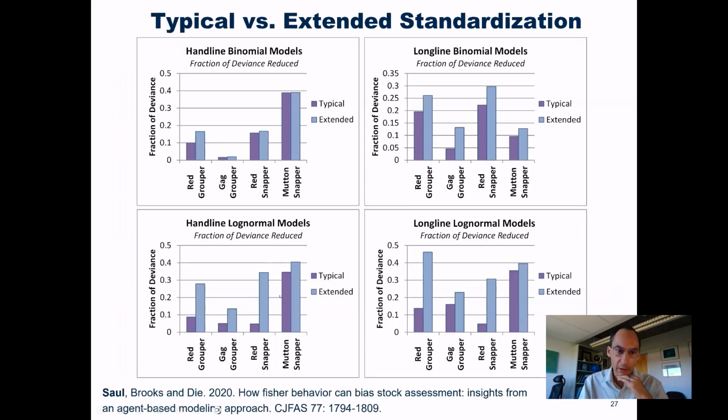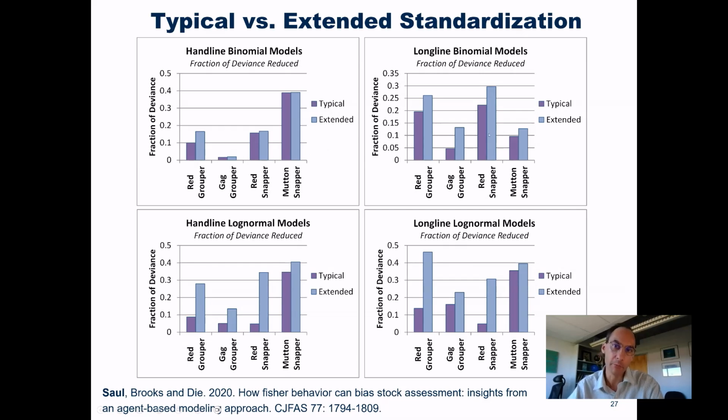Well, it turns out that, here, these figures show the amount of deviance from the standardization models, the generalized linear models that were fit. The purple bars represent the typical assessment that I showed you, that very small table with just 4 factors in it, and the blue bars represent the extended CPUE standardization with the larger list of variables.